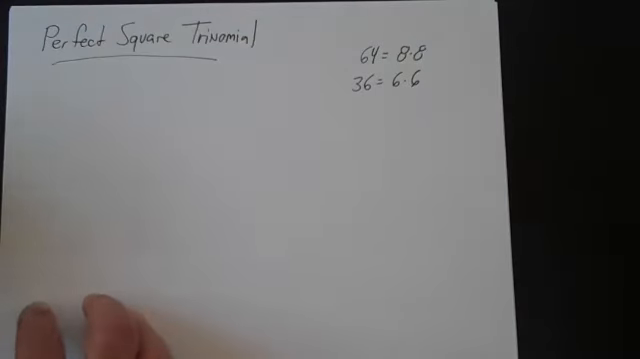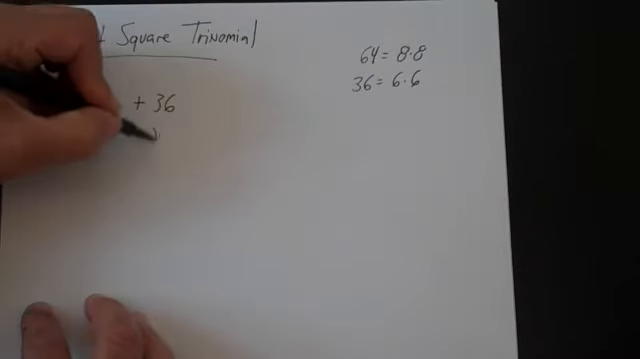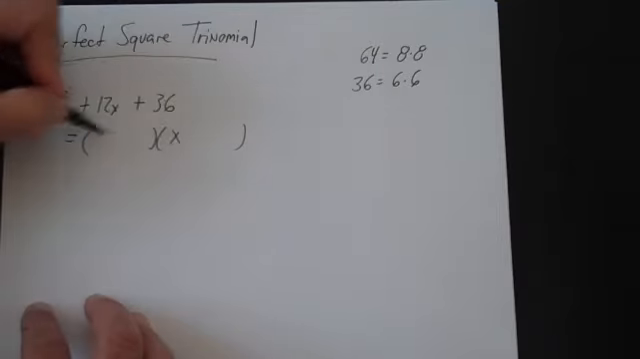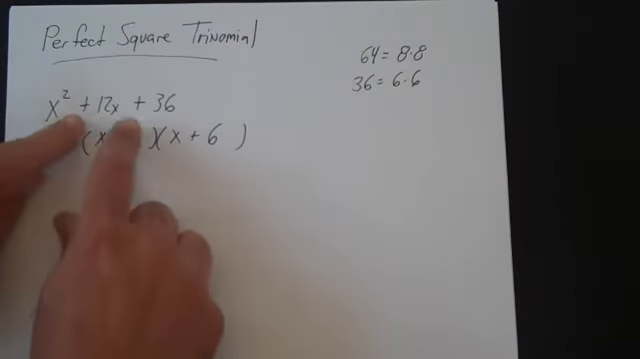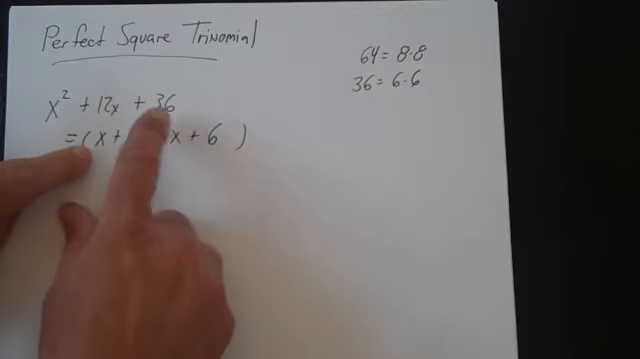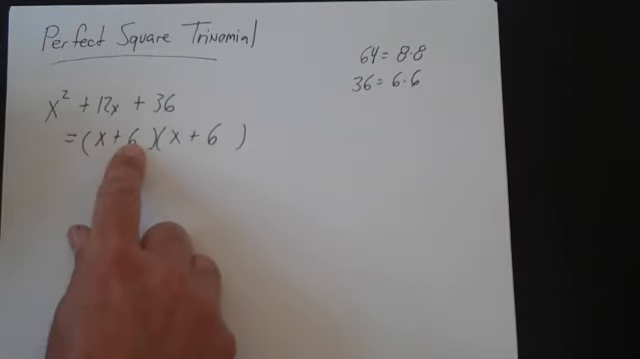So a trinomial is 3 terms. Here's an example of a perfect square trinomial: x squared plus 12x plus 36. The reason is that if you factored this, it would be x plus 6 and x plus 6, right? Positive, positive, positive, positive. Two numbers that multiply to 36 and add to 12 would be 6 and 6. So that's a perfect square trinomial.